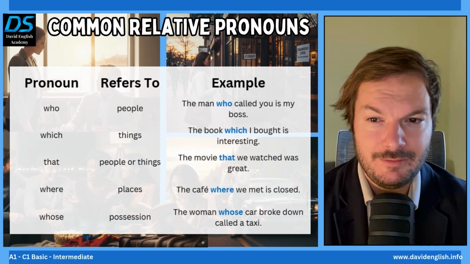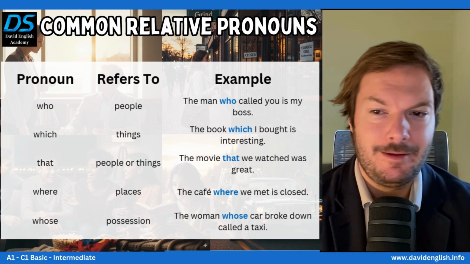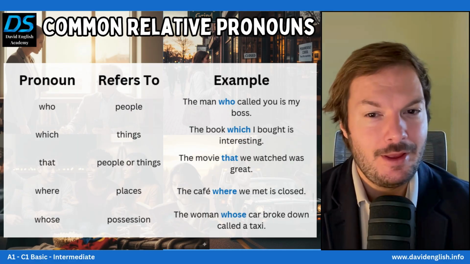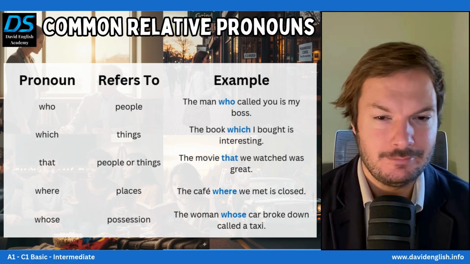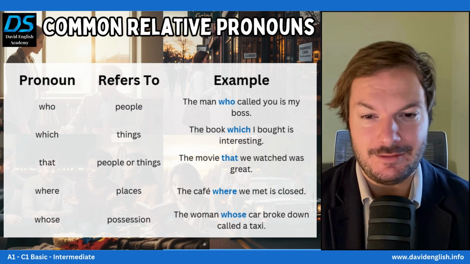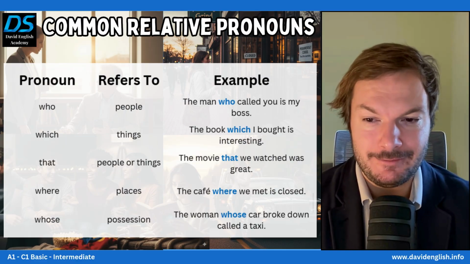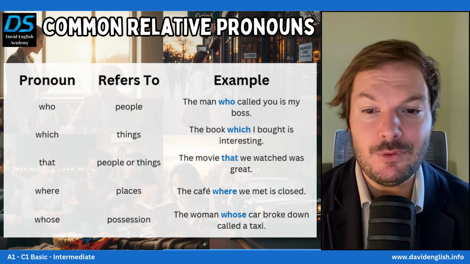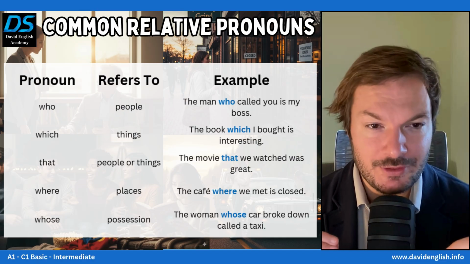Common relative pronouns. So we've got who, which refers to people. Example, the man who called you is my boss. We have which, it's for things. The book which I bought is interesting. We have that. It's for people or things. The movie that we watched was great.